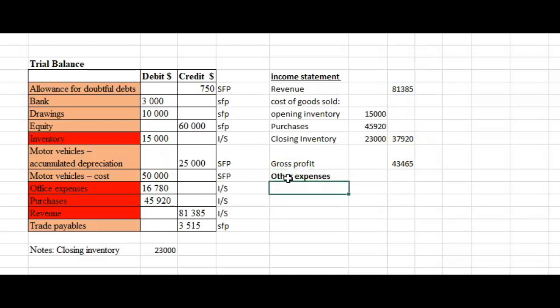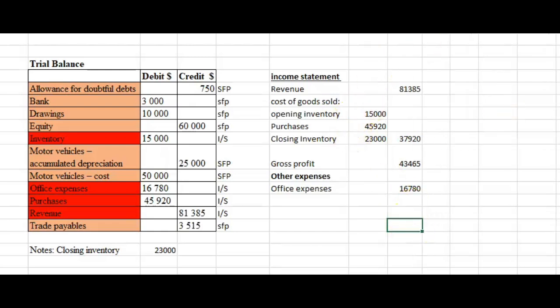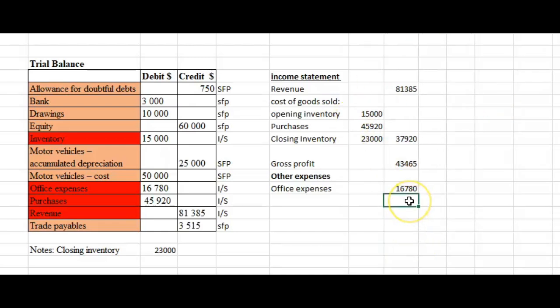After calculating the gross profit, we move on to other expenses. In most questions, you will find many other expenses listed separately, such as general expenses, office expenses, salaries, and so on. For this example, I've only included office expenses, which total $16,780. We then deduct the office expenses from the gross profit to arrive at the profit for the year, which is $26,685.